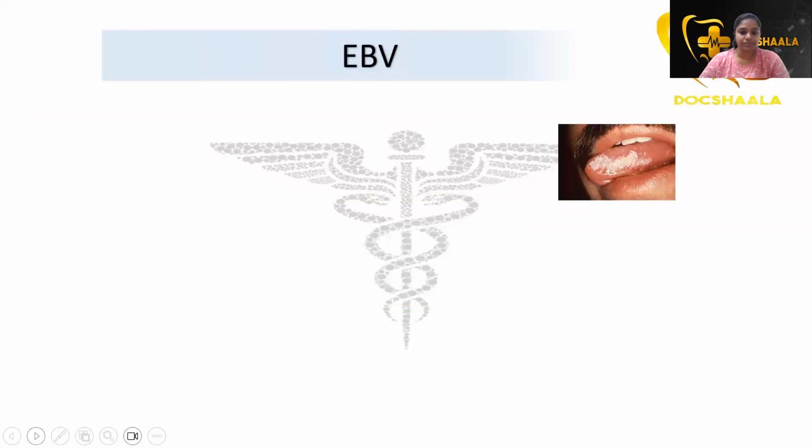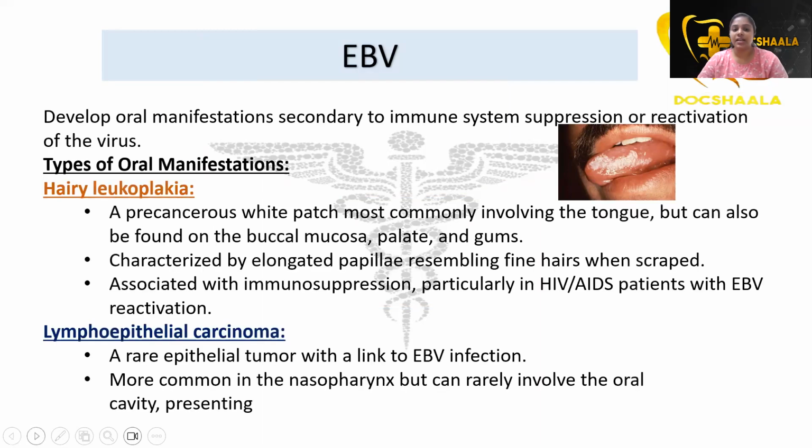Then coming to the next one, Epstein-Barr virus. Epstein-Barr virus develops oral lesions only when immune system suppression is happening in the individual or when the reactivation of the virus is done. So the types of oral manifestations which we see are hairy leukoplakia, which we can see in the tongue here. This is the most commonly asked question in the NEET MDS also.